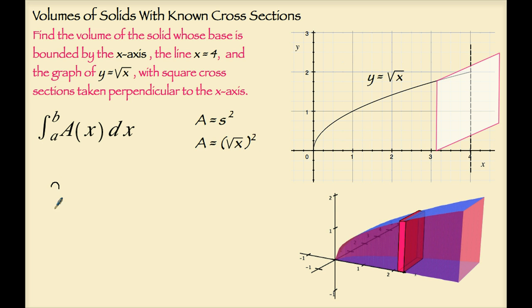Now remember, we don't need pi for this integral because our cross-section is not a circle. The reason we used pi before was because the area of a circle is pi r squared, but the area of a square is side squared.